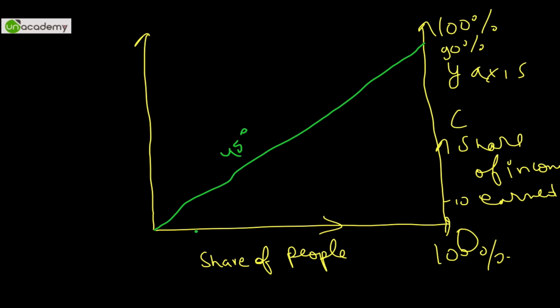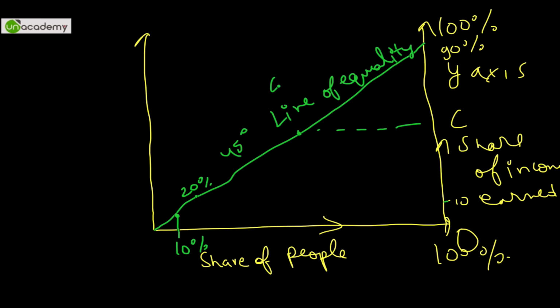So now if I show you, this is 10% of the people and this is 10% of the income. So at this point, the lowest 10% of people earn 10% of the income. Again, if you go by here, 20% of the people will earn 20% of the income. 50% of the bottom people earn 50% of the income. Is that understood? So we go on and on, something like that. So this is called the line of equality. It means here the Gini coefficient is 0.